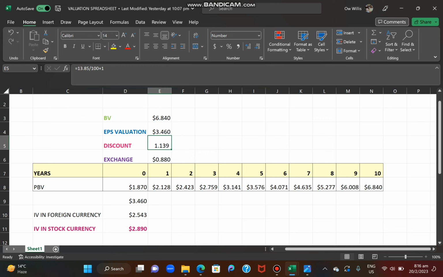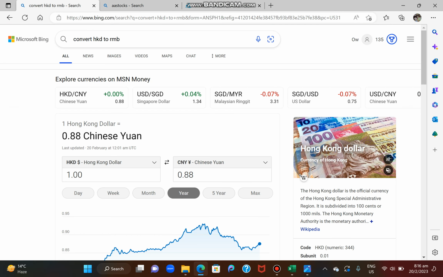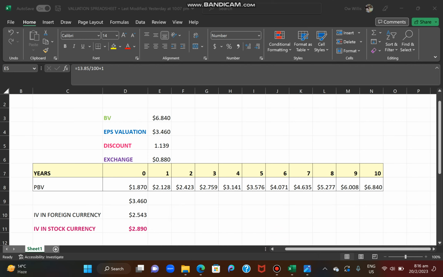The stock of Bank of China listed on the Hong Kong Stock Exchange is in Hong Kong dollars, so we need to convert the RMB to Hong Kong dollars. We look for the exchange rate, which is apparently 1 Hong Kong dollar to 88 cents Chinese yuan, or RMB. So again, we key in this number, 88 cents RMB. When we have input all these numbers, you will find that we get a valuation for Bank of China stock at 2.89 Hong Kong dollars.